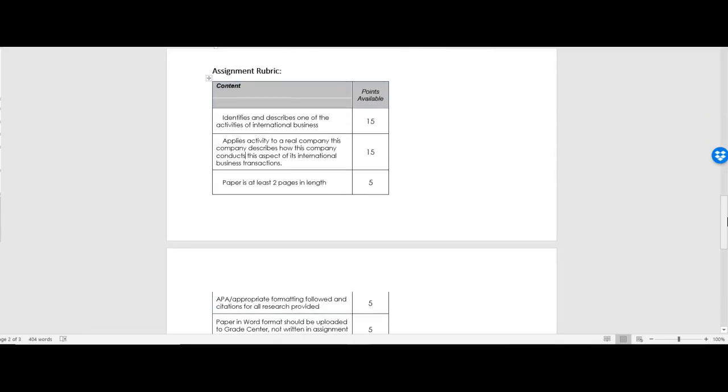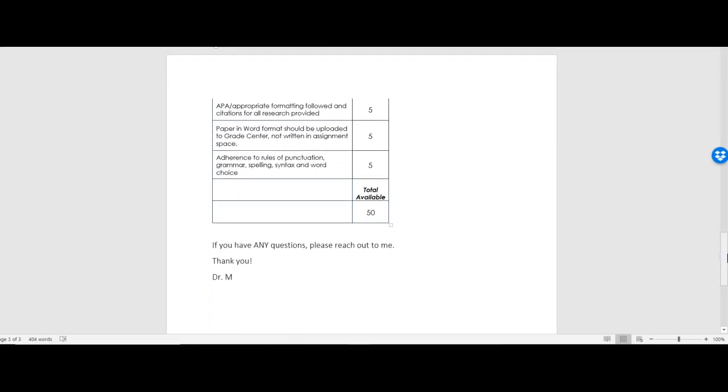15 points are available for identifying and describing the business activity. 15 points are available for applying that activity, explaining how the company applies that particular activity. 5 points are available for it being 2 pages in length, not including the title page or reference page. 5 points are available for properly formatting in APA that includes your in-text citations from scholarly resources. 5 points are available for the Word format. And 5 points are available for grammar, syntax, spelling, and word choice punctuation.